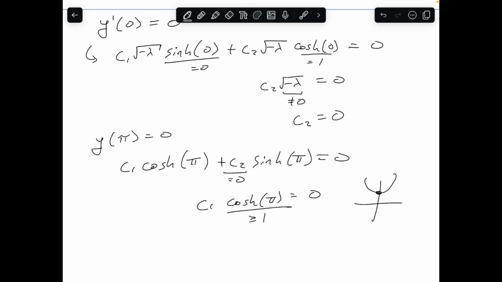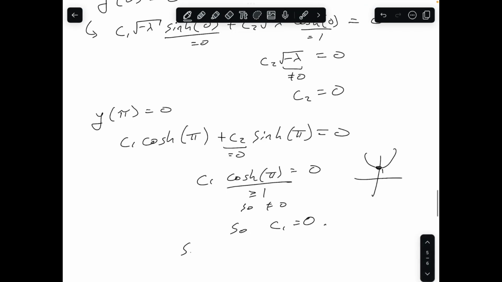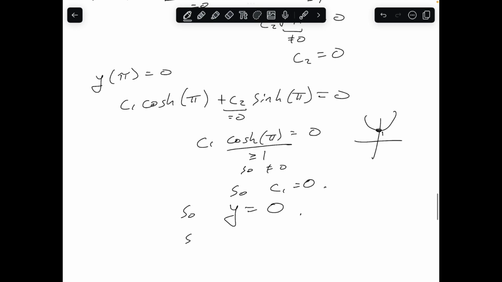Graph looks like this, and in particular, it's never equal to 0, right? And so that tells us that c1 has to equal 0. And so y just has to be the trivial function here, so there's no eigenvalues or eigenfunctions here.